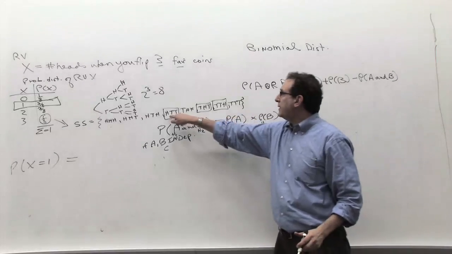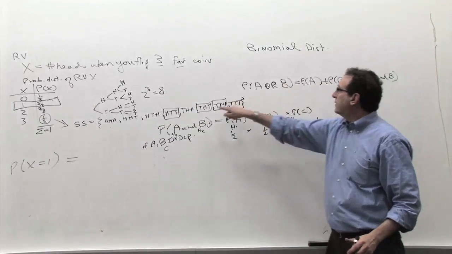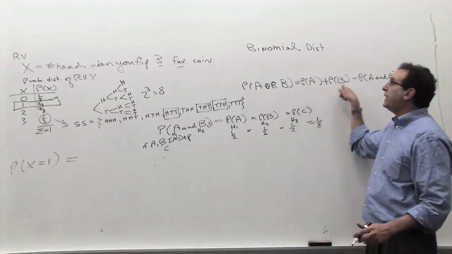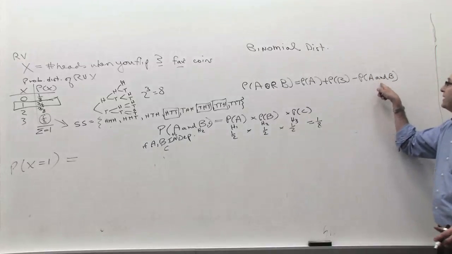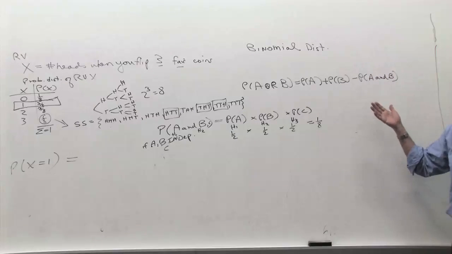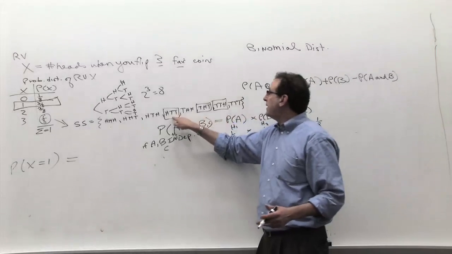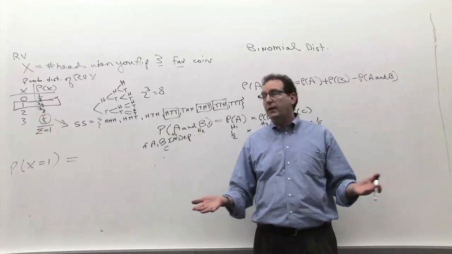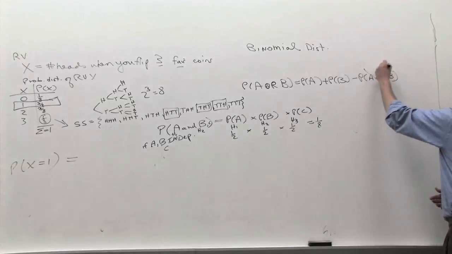Getting, for example, heads, tails, tails. What is the B? Tails, heads, tails. So what's one or the other? Well, the formula says you simply add them together and you subtract out the overlap. Now, is there any overlap? Can you have heads, tails, tails at the same time you got tails, heads, tails? Impossible. It's either one or the other. So the overlap basically is 0.